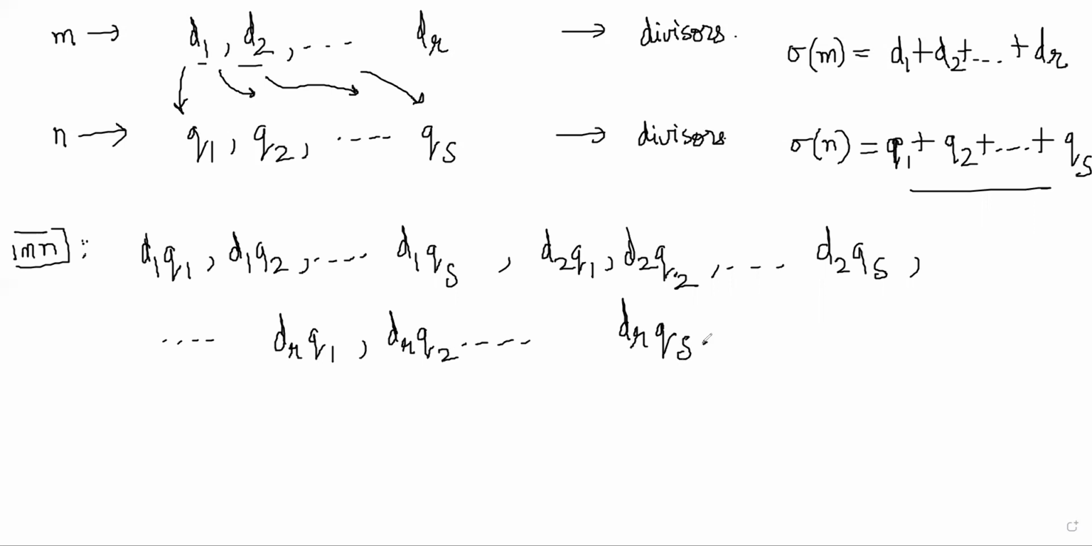There cannot be any other divisors. Think about it, if there are no common numbers between them except one, one is the only common divisor. So the divisors of the product will be, you keep taking combinations of these.